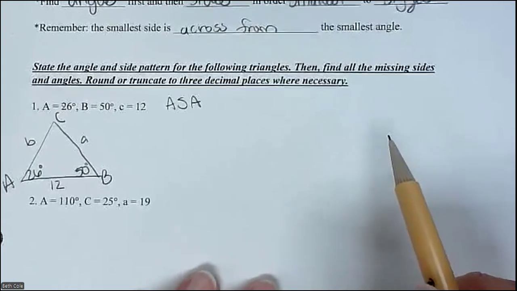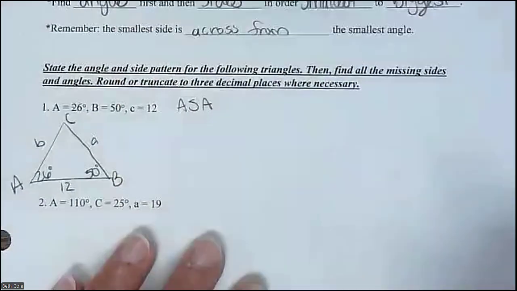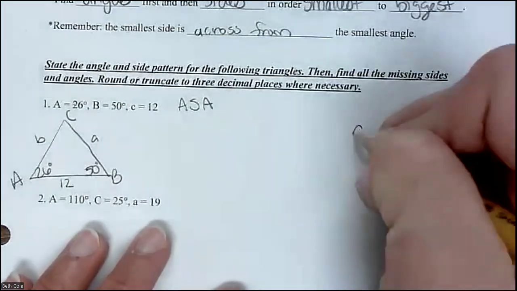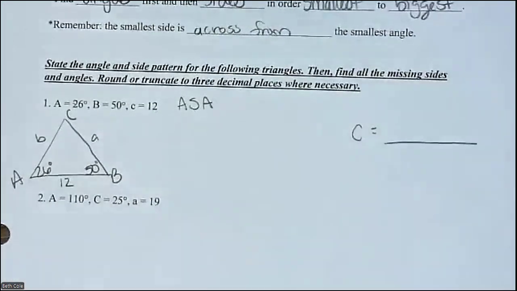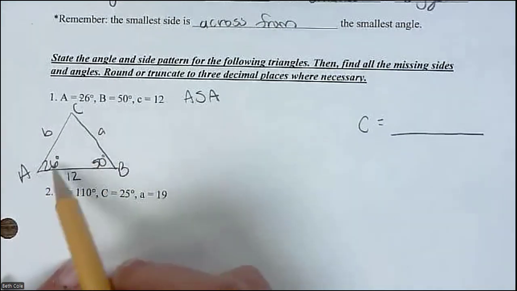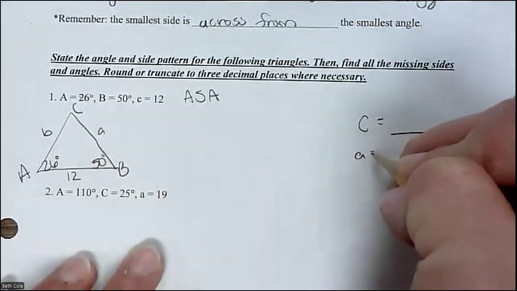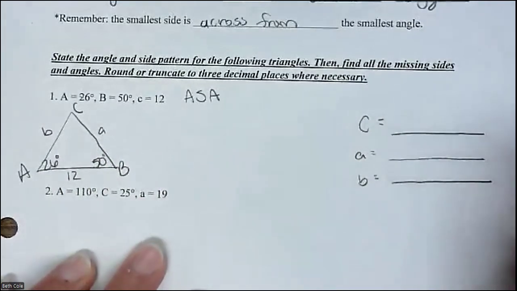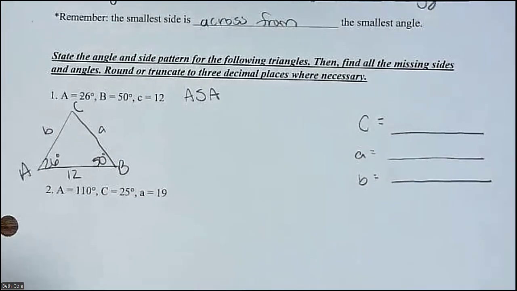This is like your scavenger hunt list. You want to find the angles first. What angle are we missing? C is the one we're missing. And then you want to find your sides from smallest to biggest. So which one out of the two we're missing, which is A and B, is going to be the smaller one? A. Good. Why is it A? Because it's from the smaller angle. All right, and then B. So we're going to find everything in that order. That's our scavenger hunt list.